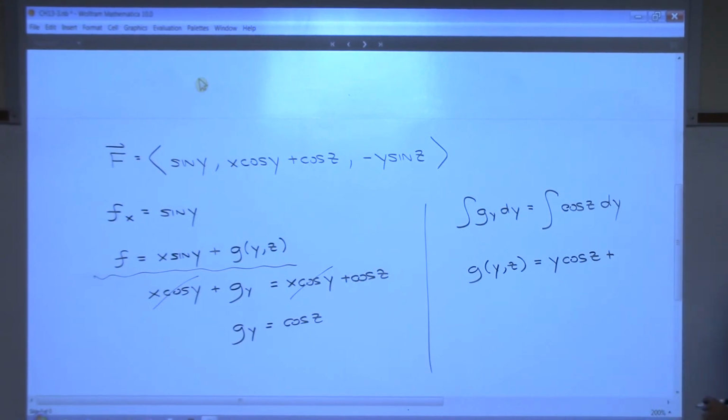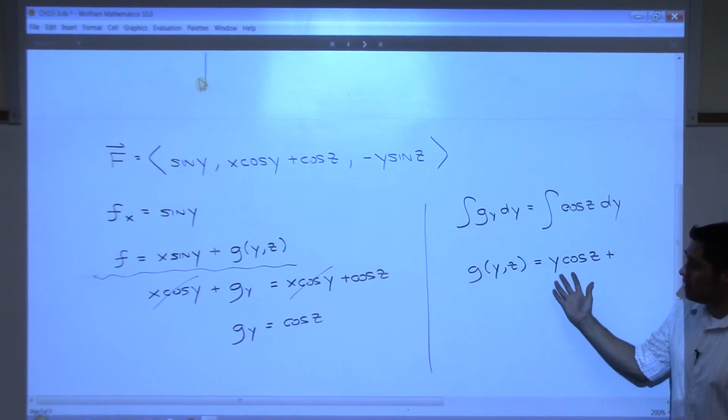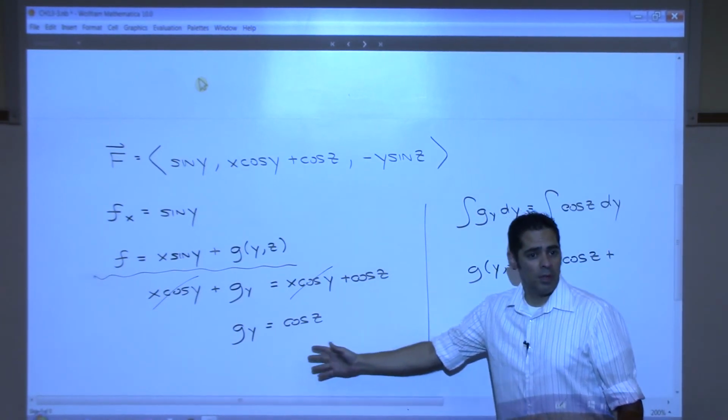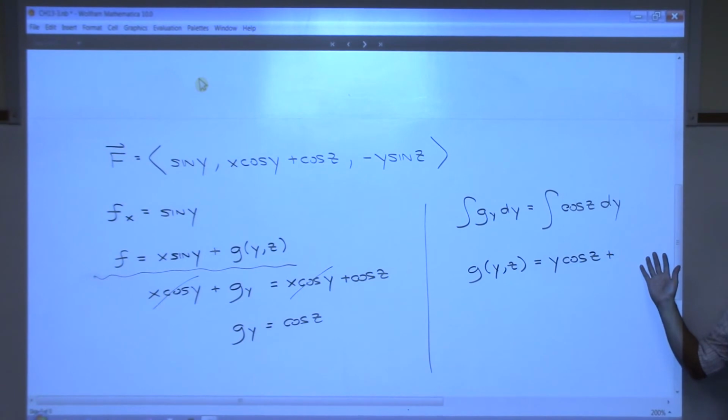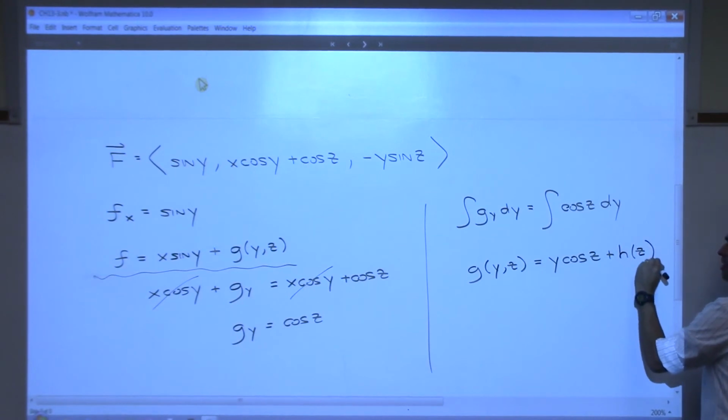Plus, it could possibly, because we have to keep this all in mind, when we take the derivative of this with respect to y, we get back this, right? So if there was some stuff out here that had z's in it, those would all go to 0. So I'm going to put plus h of z.